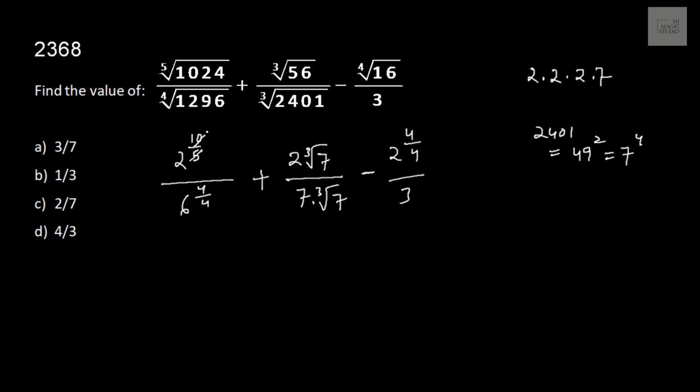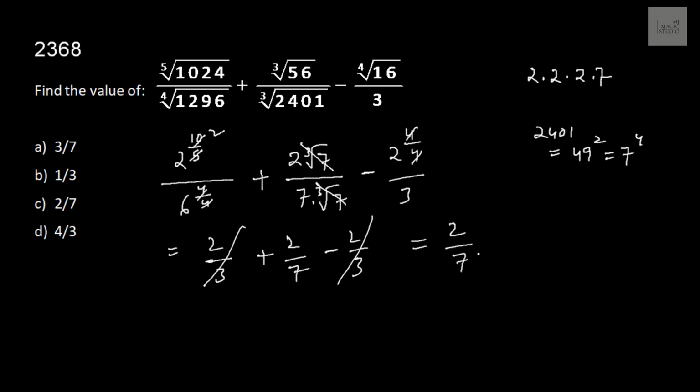So now this is simple, this becomes 4 by 6. 4 by 6 would be 2 by 3 plus, cube root of 7 cancels out, 2 by 7 minus this would be 2 by 3. 2 by 3 out, we are left with 2 by 7, and yes, that features in option C.